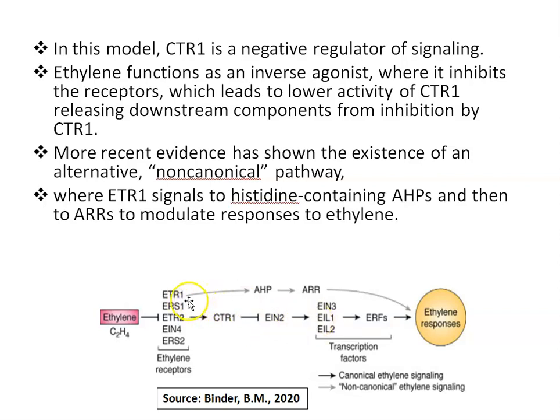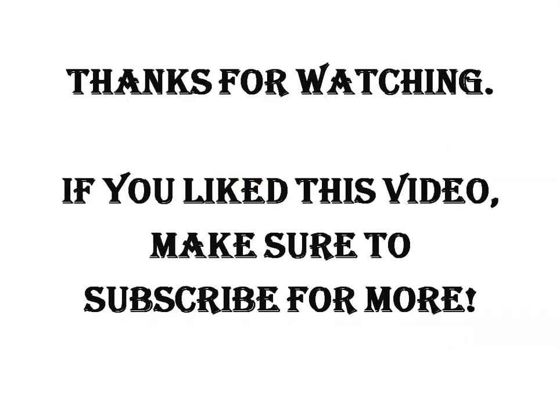Now, just look at this diagram. This is another pathway. You can see here, this is the non-canonical pathway, right? In the non-canonical pathway, the ETR1 receptor signals to histidine containing AHPs, right? And then to ARRs to modulate responses to ethylene. So this is the non-canonical signaling pathway, right? So this is all about ethylene signaling.